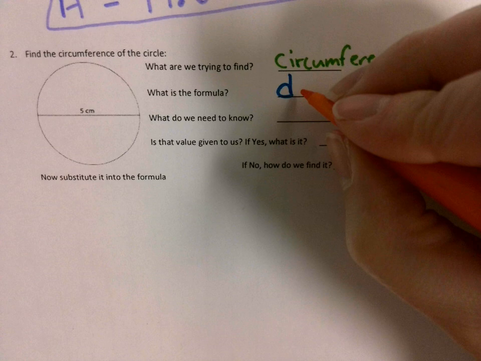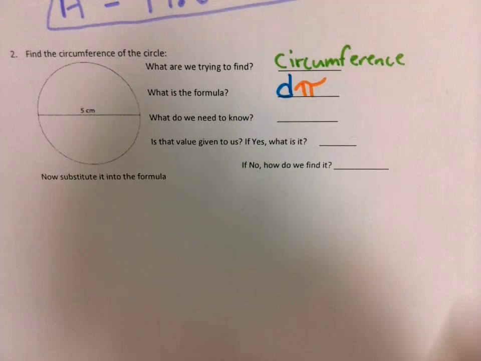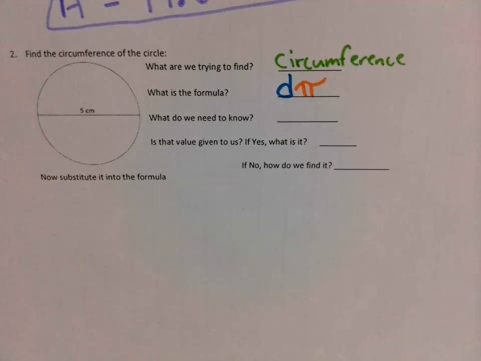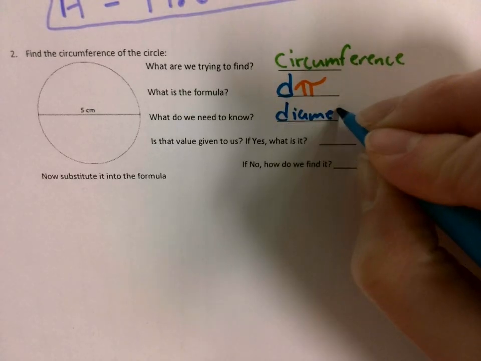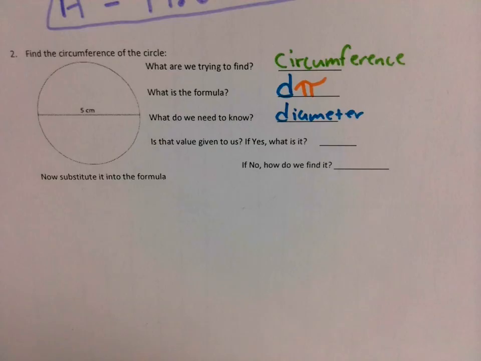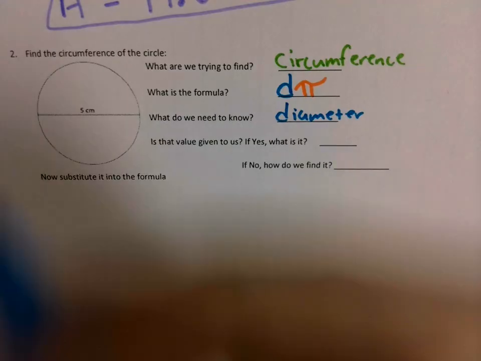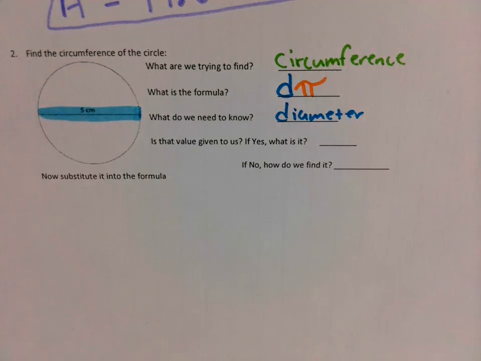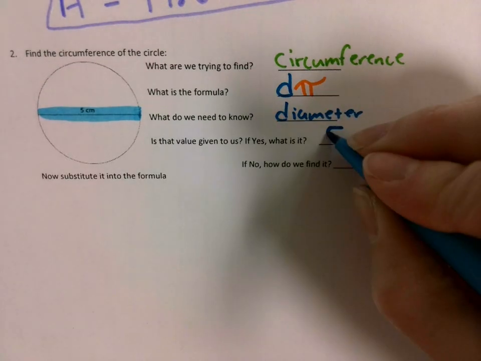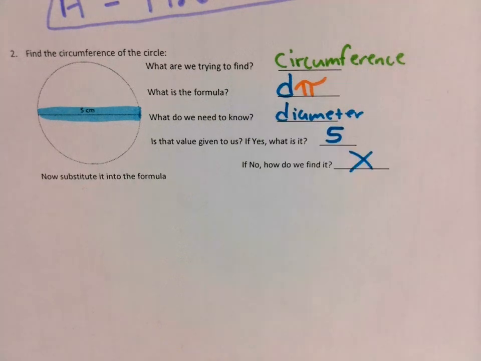So what is it that we need to know for the problem? The diameter. We need to know what the diameter's measurement is. Are we given the diameter's measurement? Yes. The measurement that's given to us is the diameter, so the diameter is 5. We don't have to solve for anything. So we're going to take the 5 and plug it into our formula.